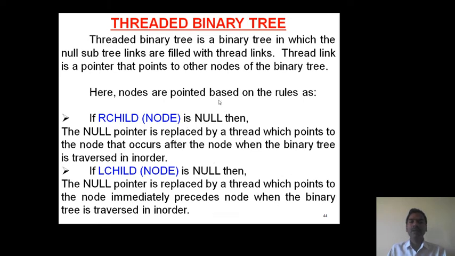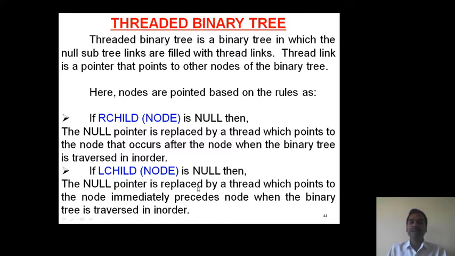See how it should be. Now here, if the right child of a node is null, then the null pointer is replaced by a thread which points to the node that occurs after the node when the binary tree is traversed in order. If the left child of a node is null, then the null pointer is replaced by a thread which points to the node that immediately precedes the node when the binary tree is traversed in order.